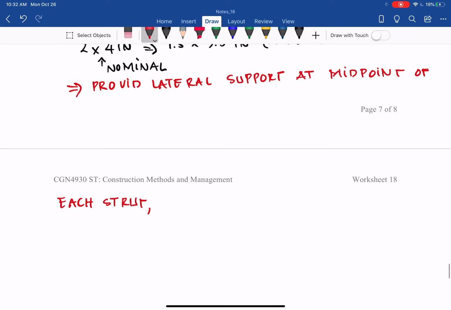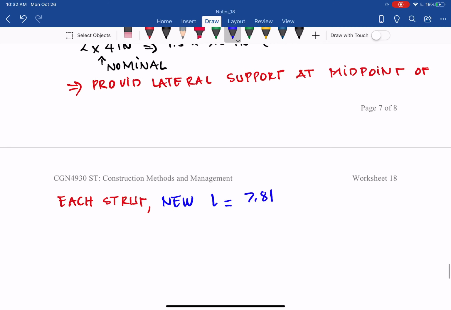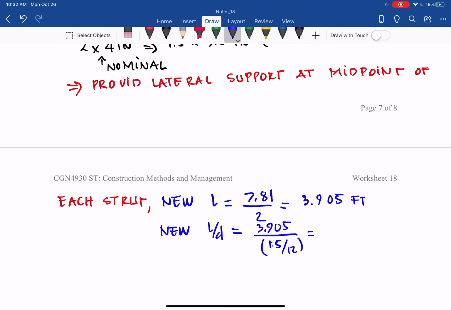Then what do we have? Then we have the new L equal to 7.81 divided by 2. We put it in the middle, so we divide to get the new effective length, and that is 3.905 feet. And then we have the new L over D ratio, 3.905 divided by 1.5 over 12 equal to 31.2, and that is less than 50. It's good. So the ratio now is not too slender.